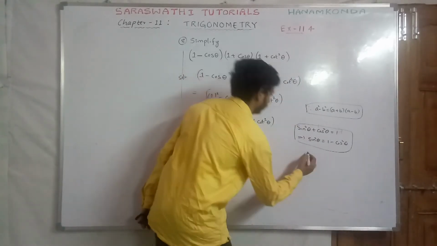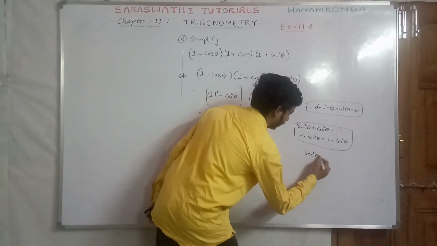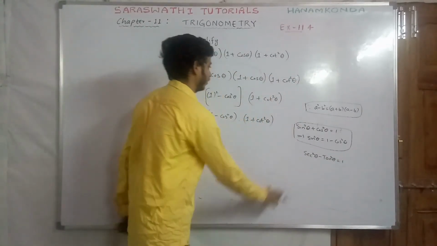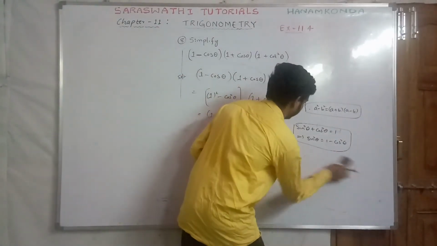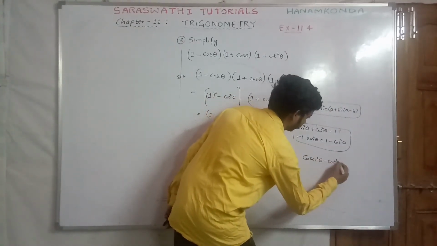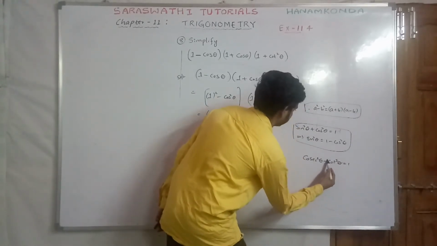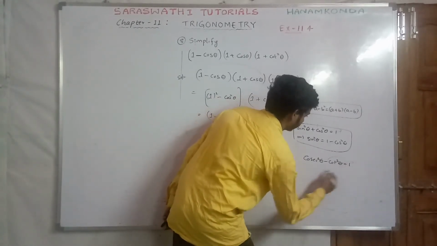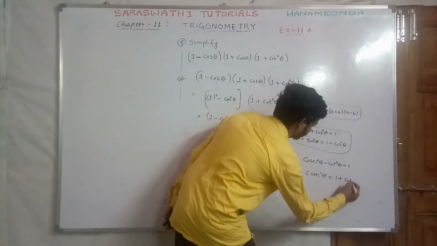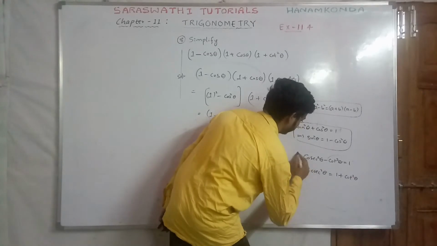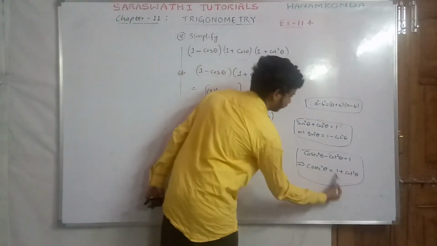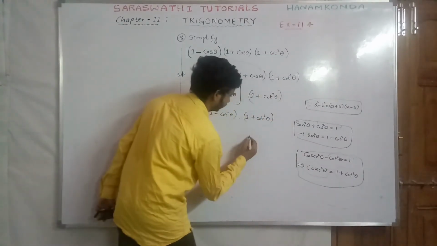Now sec square theta minus tan square theta equals 1. We have another trigonometric identity: sec square theta minus tan square theta equals 1, and cosec square theta minus cot square theta equals 1. Here minus cot square goes to the right side and becomes plus cot square. That means cosec square theta equals 1 plus cot square theta. So in place of 1 plus cot square theta, we can substitute cosec square theta.